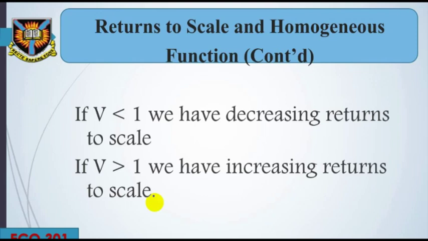Q = 2(v^0.2 x^0.2) + 3(v^0.2 y^0.2). Q = v^0.2(2x^0.2 + 3y^0.2). Q = v^0.2 Q. Since v is equal to 0.2, we have decreasing returns to scale.